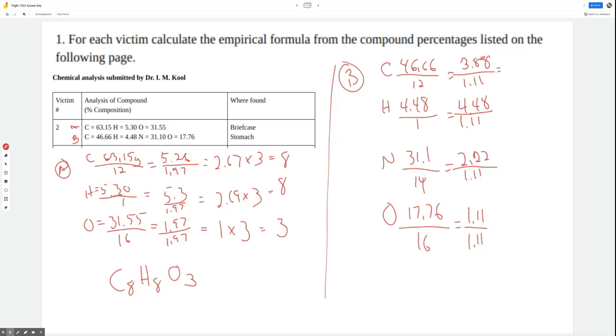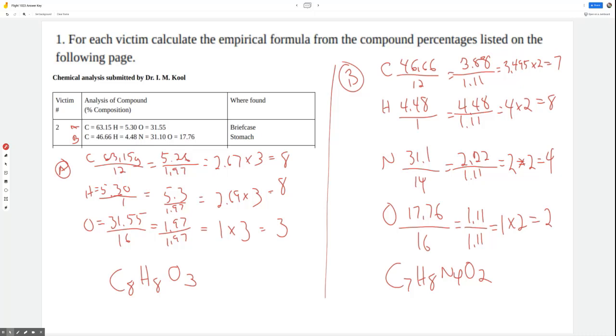With which we get 3.495, which is basically 3.5, 4, 2, and 1. Since I have 3.5, I can't use 3.5. I multiply by 2, which makes it 7. Makes this 8. Makes that 4. And makes that 2. So the empirical formula of this compound is C7H8N4O2. Okay, and that was found in the stomach of this particular victim.